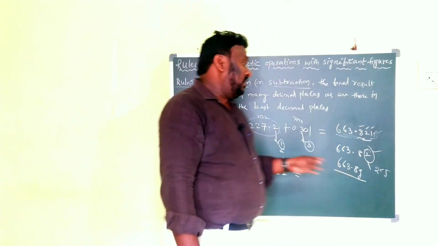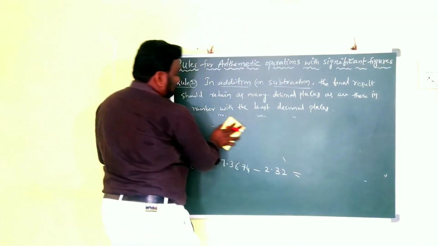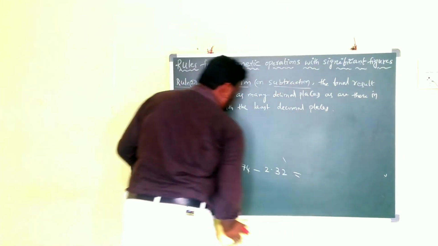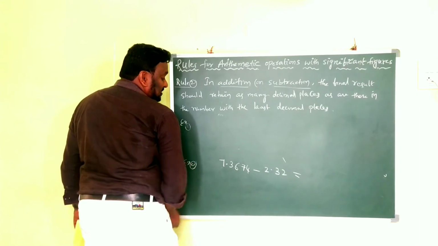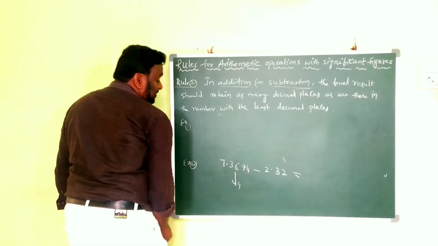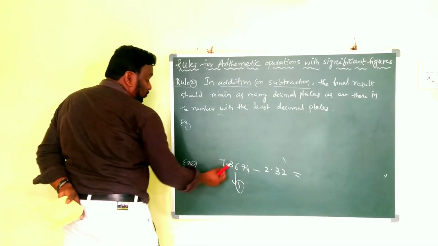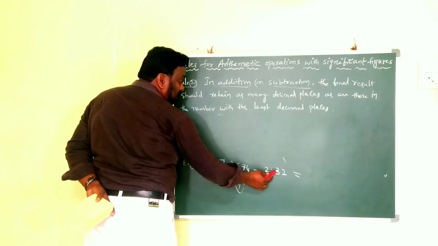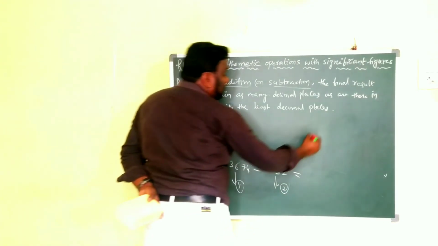And children, we have another example, which is about subtraction. Here 7.3674. That means how many decimal places? After the decimal point how many numbers are there? 1, 2, 3, 4. That is 4 decimal places. Here 1, 2, that is 2. Now we have to subtract them.